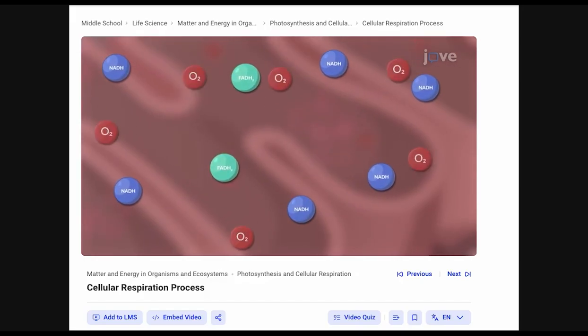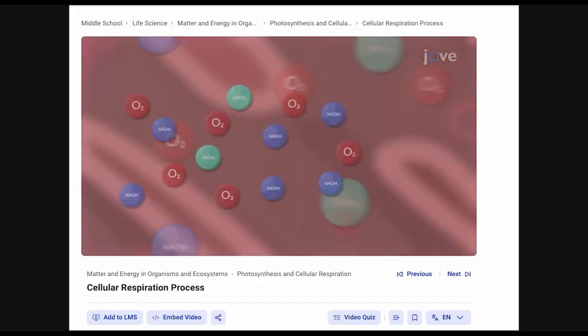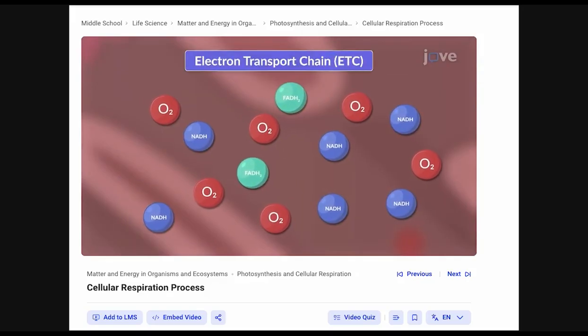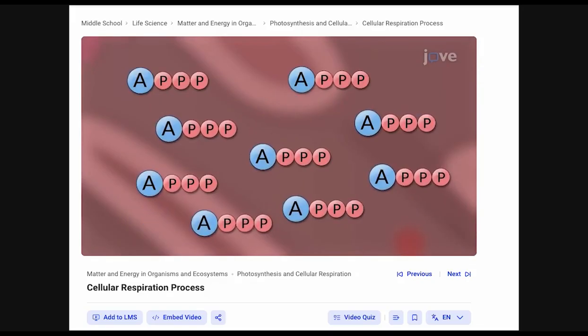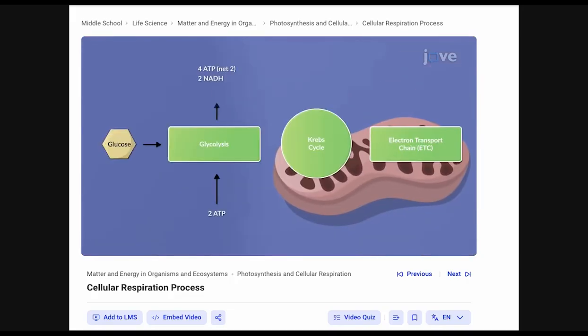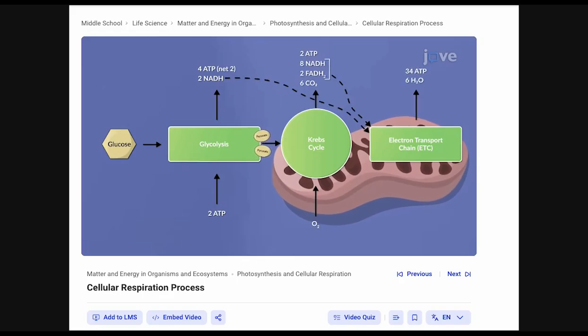In the final step, in the presence of oxygen, these carrier molecules deliver their stored energy to the electron transport chain, producing more ATP molecules. Together, the three steps of cellular respiration can produce 36 to 38 ATP from one molecule of glucose.